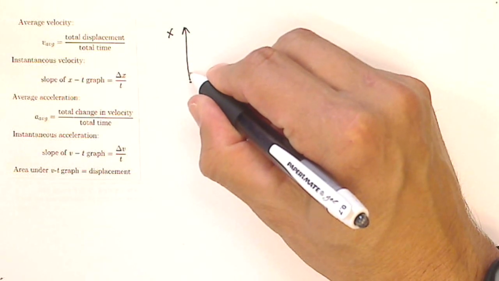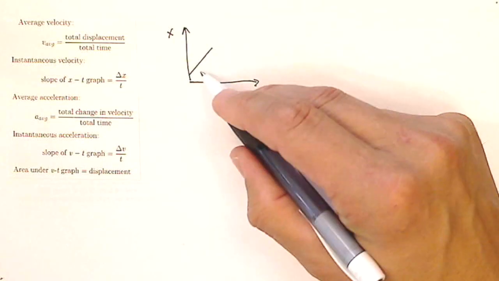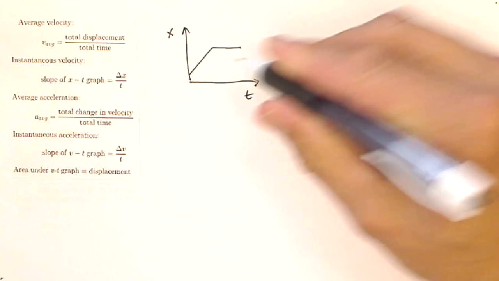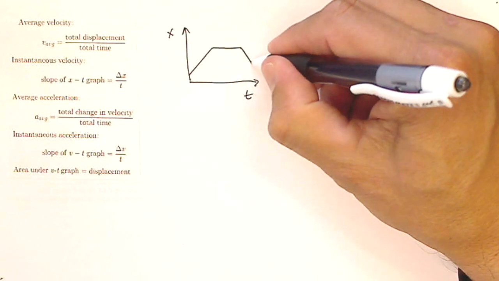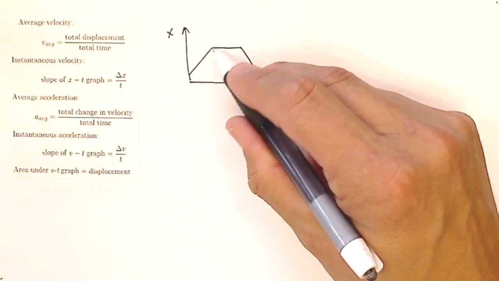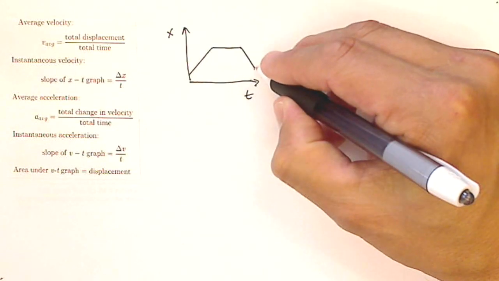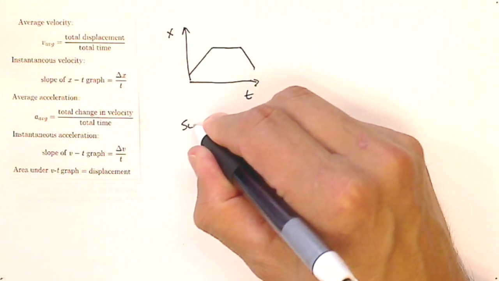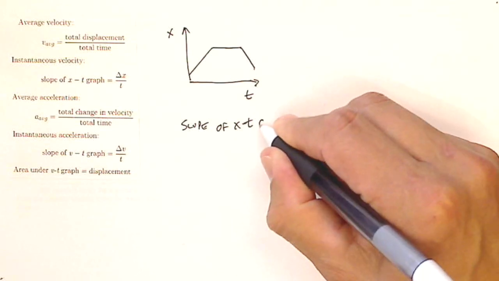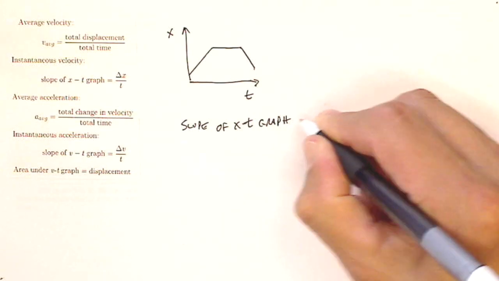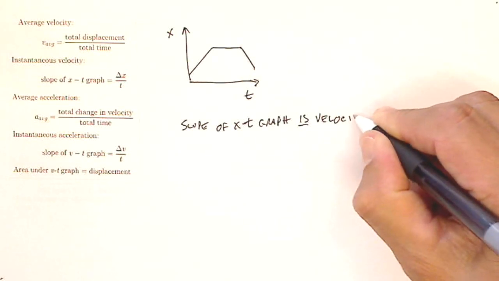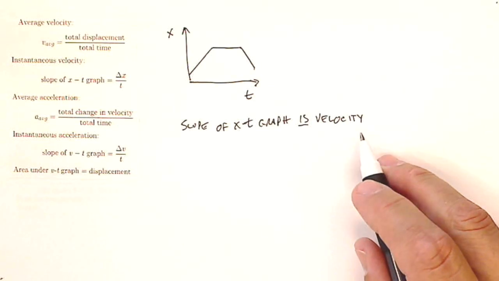As I have a graph, if it's going up this way, this is a constant velocity. And if I'm moving over here, that would be zero velocity. And if I'm moving this way, that would be a negative velocity. Here I've got a positive slope, so positive velocity; zero slope, zero velocity; negative slope, negative velocity. What I know is that the slope of the position-time graph, the x-t graph, is the velocity. So if it's positive, it'll be positive. If it's negative, it'll be negative.